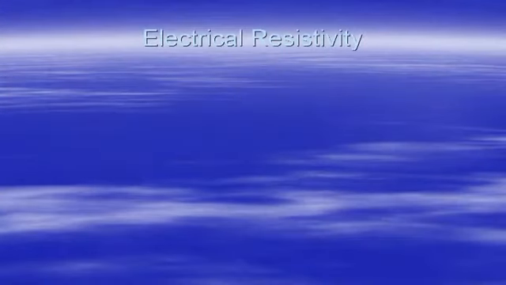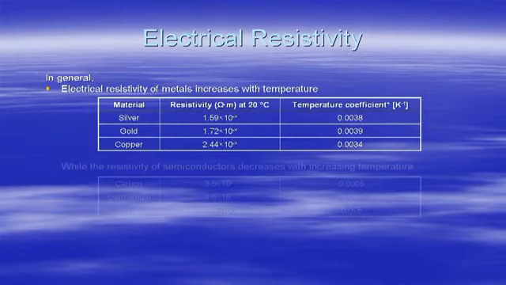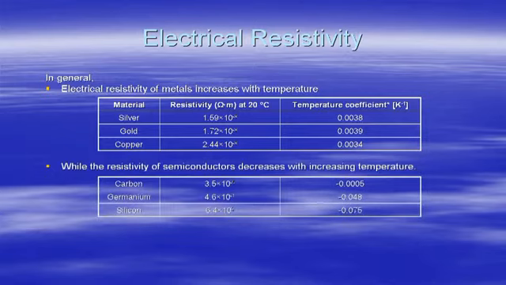Here are some examples of the resistivity of metals, semiconductors, and alloys. As you can see, the resistivity of metal decreases at lower temperatures. The resistivity of semiconductors increases at lower temperatures, and the resistivity of alloys is nearly constant.